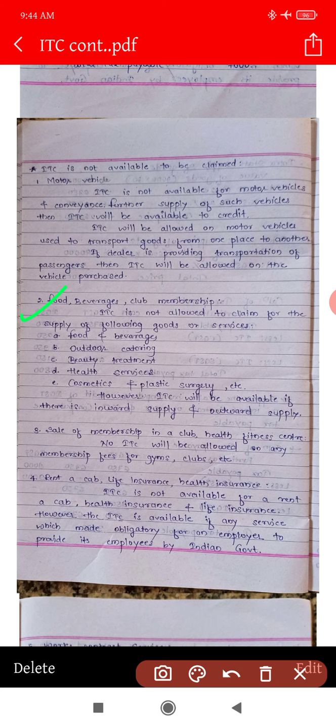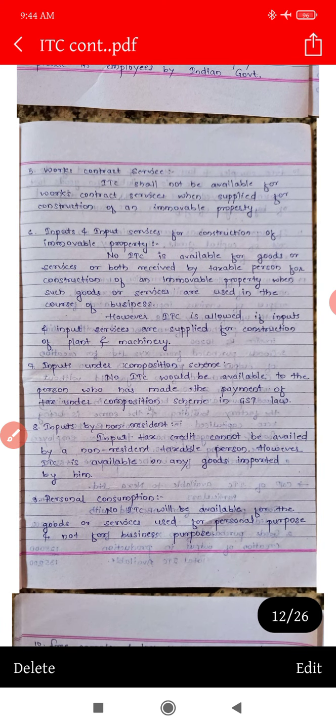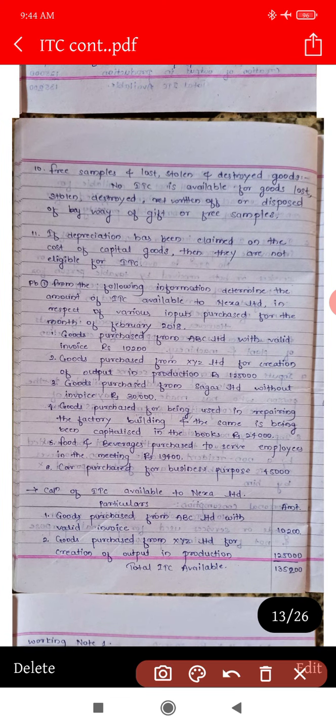But if you're buying food and beverages for your employees, or to serve to your guests in your meetings, annual general meetings and all, in that case you will not get any input tax credit. So in this problem, you can see what is the condition here. Food and beverages purchased to serve employees in the meeting, 19,400. So is this available for input tax credit? No, it's not available. Why? Because this food and beverages is used for employees.